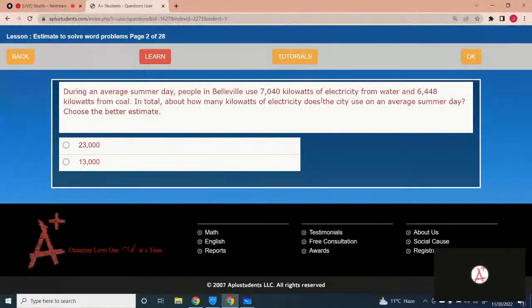Got it? Okay. During an average summer day, people in Bilwile use 7,040 kilowatts of electricity from water and 6,448 kilowatts from coal. In total, about how many kilowatts of electricity does the city use on an average summer day? You have to calculate the total amount of electricity they used. That means you have to add them. It would be 7040 and 6448.